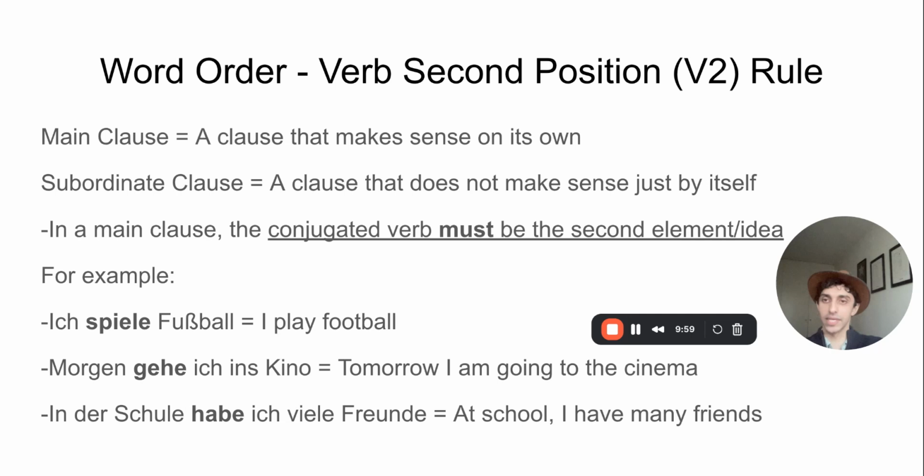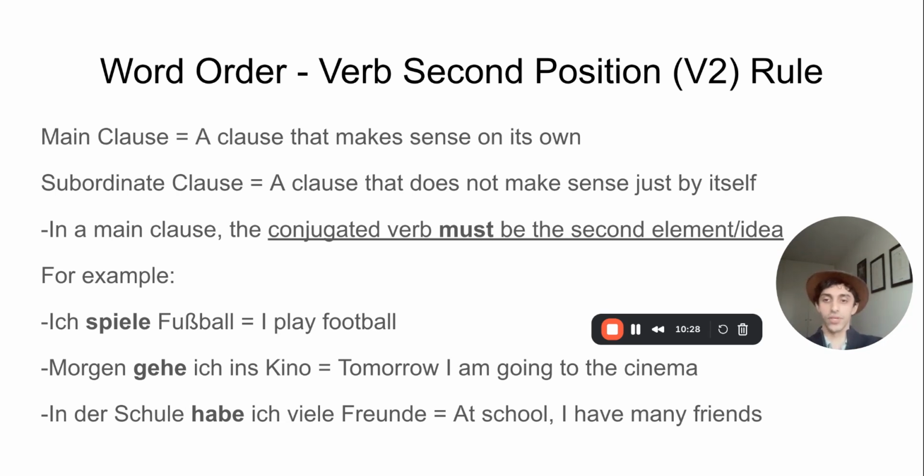So the last example here is "in der Schule habe ich viele Freunde." At school, I have many friends, with the emphasis really on the first part, at school here. So "in der Schule" consists of three different words, but it still counts as just one element or one idea in the main clause because all of those three words are tied together. They have one joint meaning, essentially.